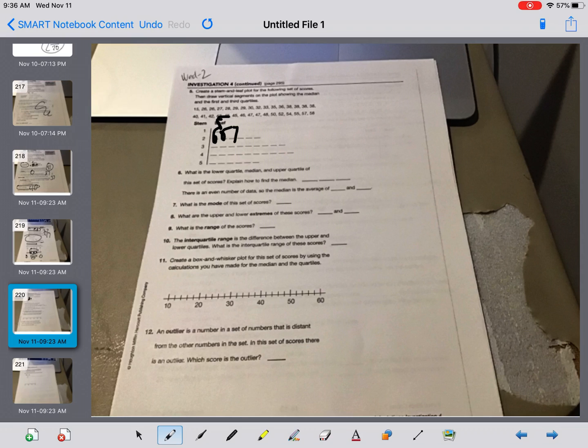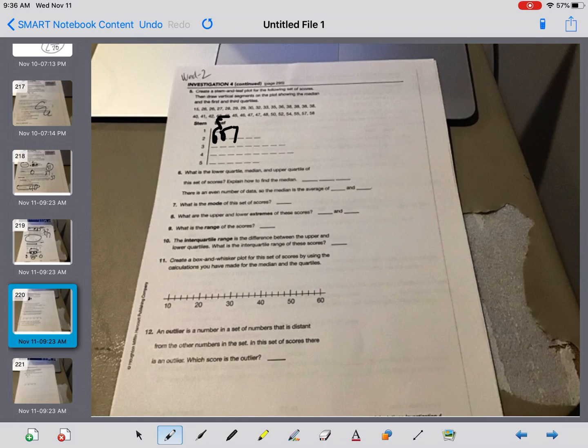Now you're to the 40s, a 0, a 41, a 42, a 43. There's 2 45s, a 46. There's 2 47s and a 48. You got a 50, put the 0, a 52, a 54, a 55, a 57, and a 58.